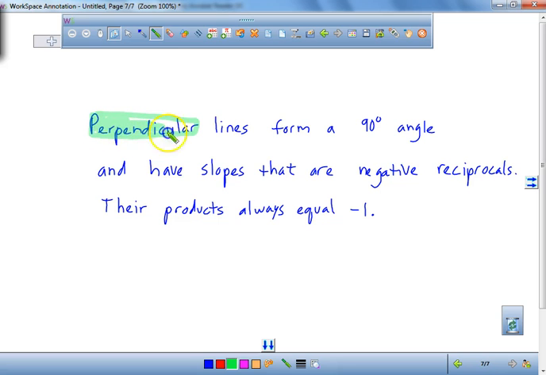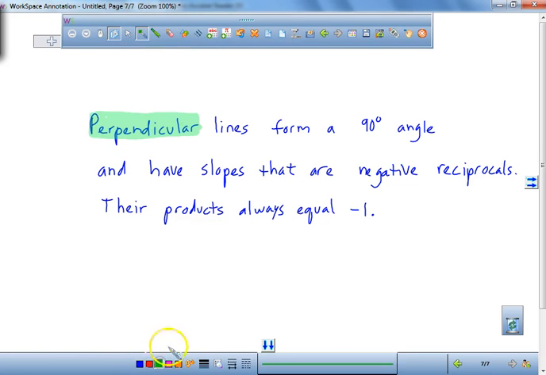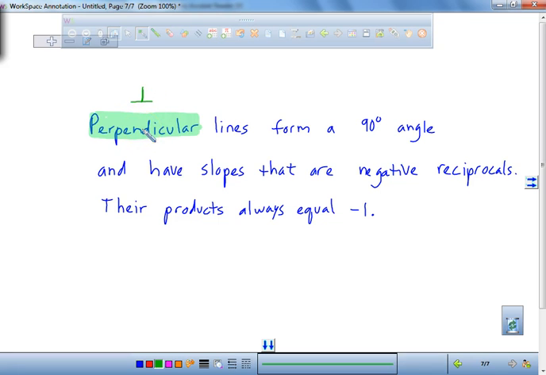I'm going to give you a symbol that means perpendicular. If I write this symbol down, that's saving you time and energy from having to write the word perpendicular. Basically, it looks like an upside down T. What kind of angle does that look like? 90 degrees. That's your symbol for perpendicular. So I'm going to give you some examples of perpendicular slopes.